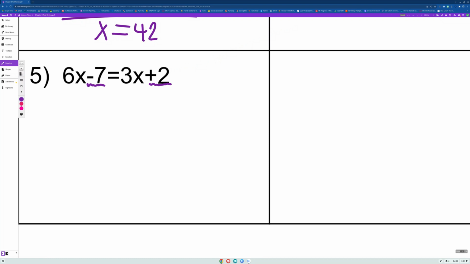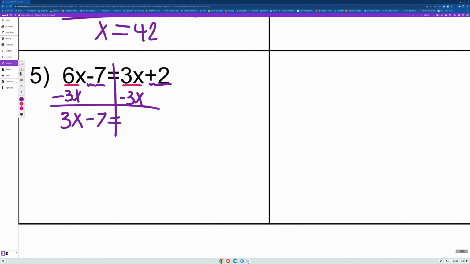So what I'm going to do first is I'm going to look at my x's. I see I have 6x and 3x. I'm going to move the smaller one so that I can avoid working with negative numbers. Once I do that, 6x minus 3x is going to give me 3x minus 7 is equal to, these cancel, and I just bring down my 2. So now I have 3x minus 7 is equal to 2.